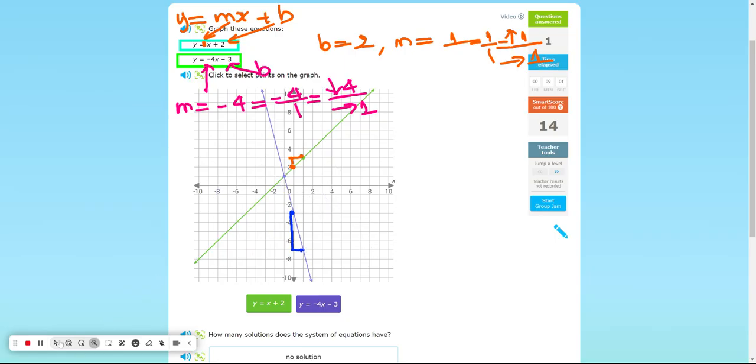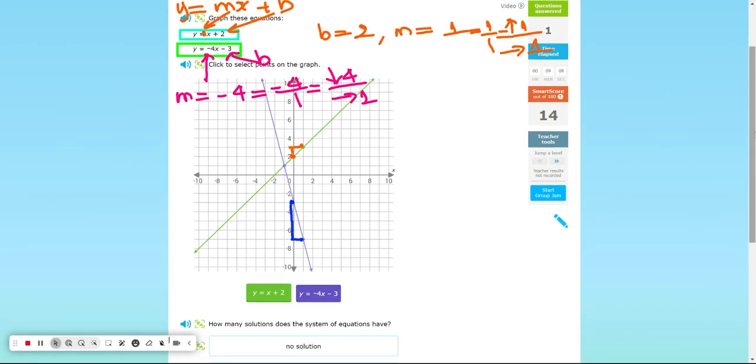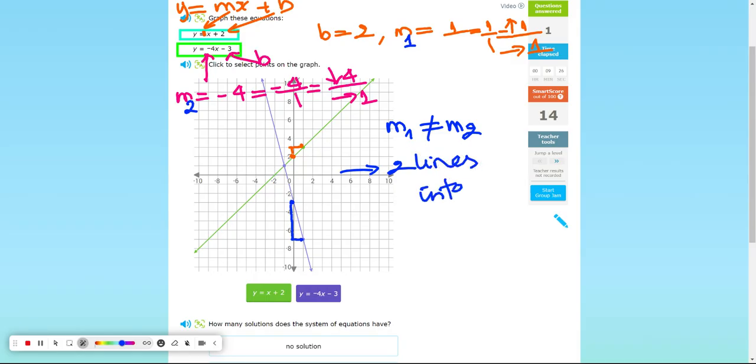But you can notice we can answer this question right away, because these two lines have different slopes. Let's call this one slope m1 and this one slope m2. As soon as you have two different slopes, the two lines will intersect, and they intersect at one point. So you have one solution.